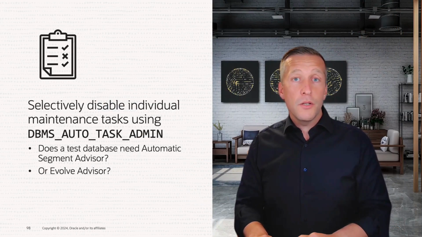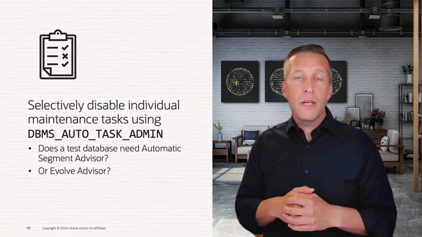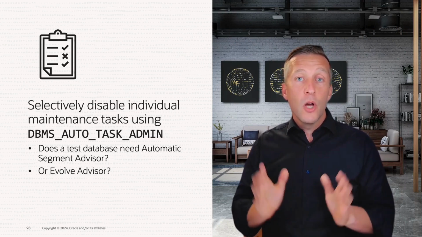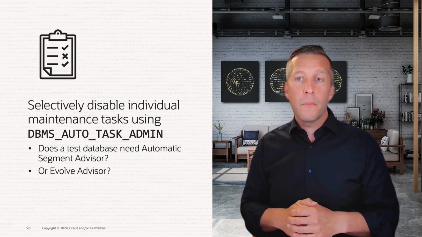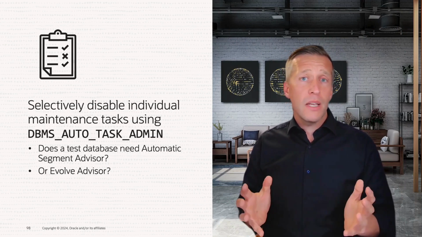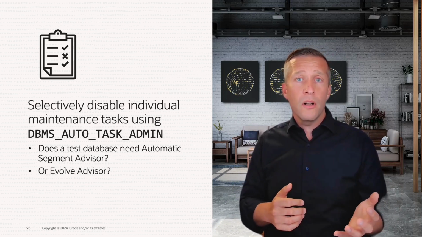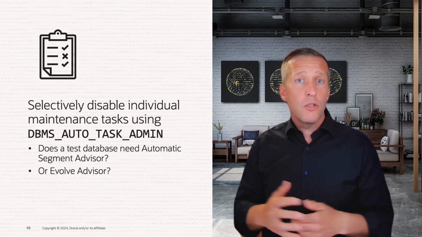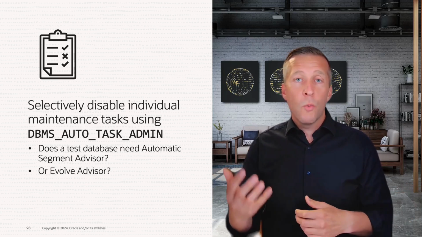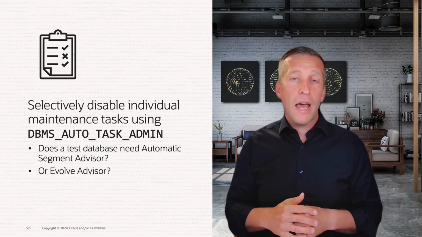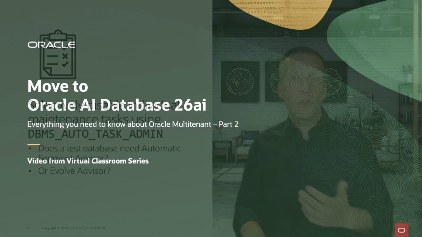Another option is that you can go down in one specific PDB and selectively disable certain parts of the automated maintenance. Again, if we have a test database, do we really want to run the segment advisor or the evolve advisor? In some situations, it doesn't make any sense, so why not use the DBMS Autotask admin interface to disable it for such databases?